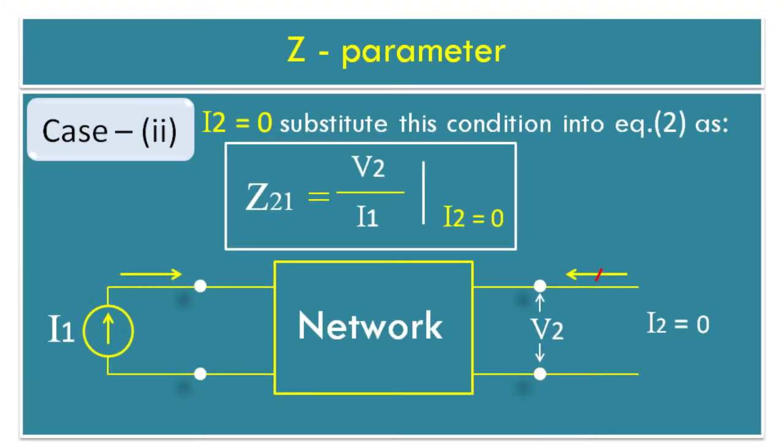Now study case 2 of open circuit impedance. Let's substitute current I2 equal to 0 into equation 2 of Z parameters. We get open circuit impedance parameter Z21 is equal to V2 upon I1, where current I2 at port 2 is 0. Refer to the two-port network diagram. Current I2 equal to 0 means we are obtaining the Z21 parameter by measuring voltage V2 at port 2 and current I1 at port 1.